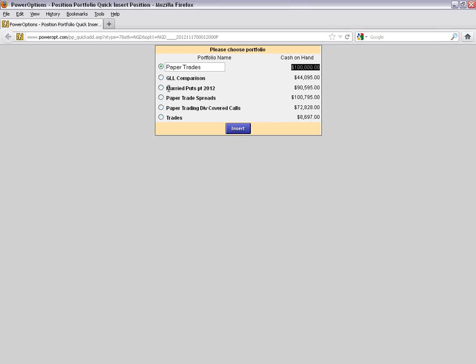Now, following the webinars, we've got a series of position, married puts 2012. So we're just going to go ahead and add this new NGD position. This is not a recommendation or suggestion. I'm not going to trade this today, but just an example. We're going to keep it with the other married puts for 2012.